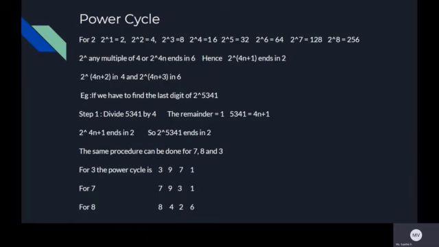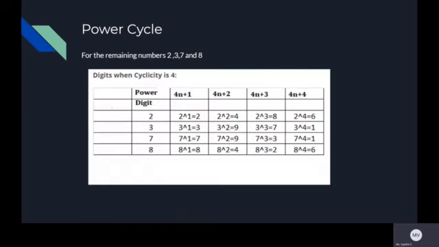So we can have a table based on what we just saw. We can have a table for 2, 3, 7 and 8. I have written it here. When the power is 4n plus 1, what is the last digit? 2. When it is 4n plus 2, what is the last digit? It is 4. When the power is 4n plus 3, what is the last digit? It is 8. When it is 4n plus 4, that is nothing but 4n. It is a multiple of 4, right?